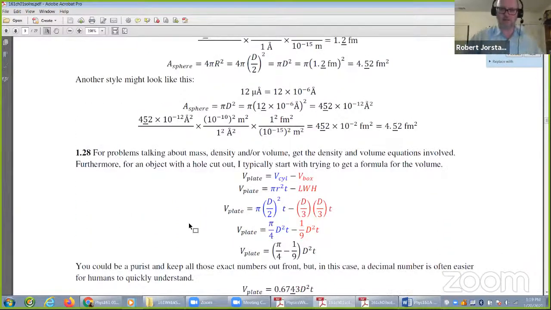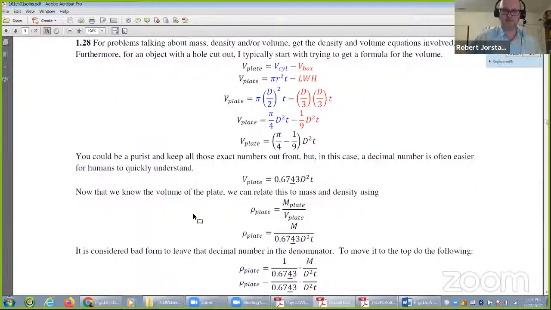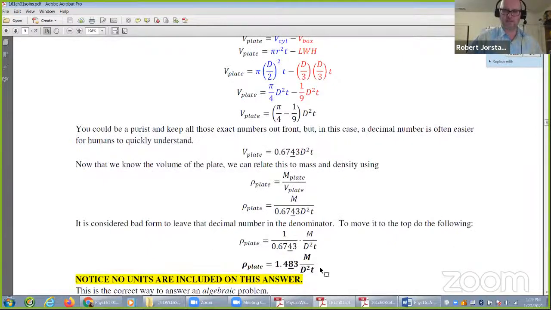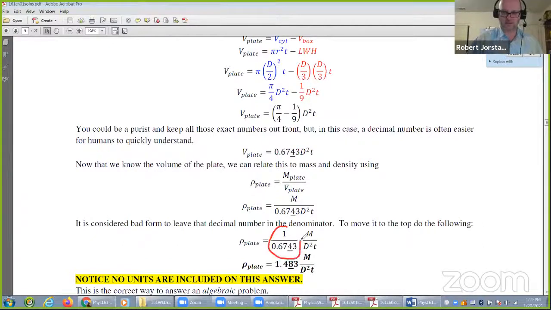All right. So there we go. And notice this was the correct way to write it. I want to point out a couple of things. 1 over this is generally speaking not acceptable, right? So it's bad form to have the fraction or the decimal number in the basement. So you just pull that part out, flip it upside down, and this is the correct way to write that.